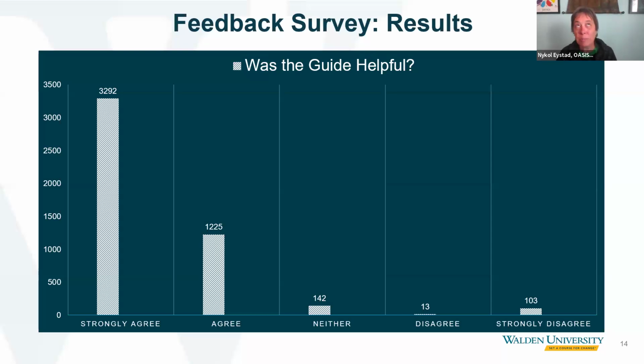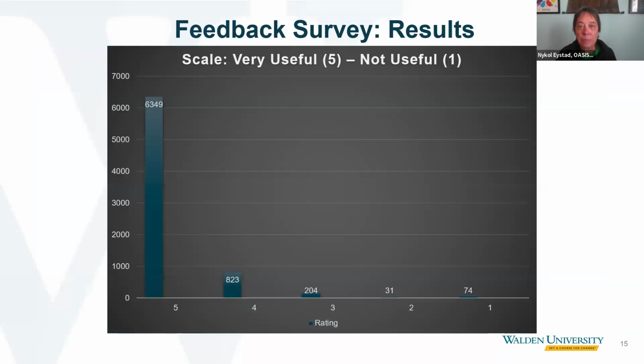A lot of those were probably those students who were like, I already knew this, so they didn't need it. But the positive responses were very strong, as you can see on this slide here. And we can go to the next one. So the next slide is that scale of 1 to 5, 5 being very useful. Again, from the students that completed, there were 6,349 that found the guide very useful, 74 that said not useful.